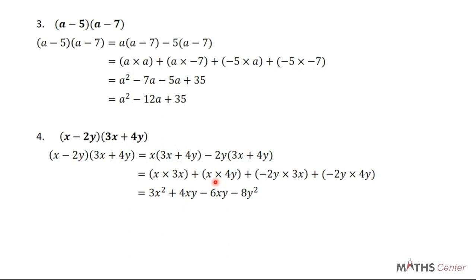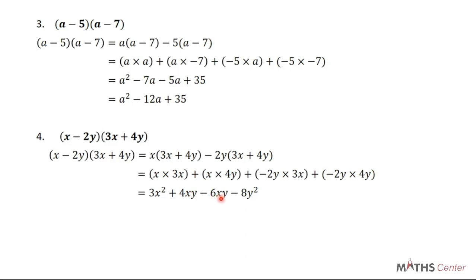Then when we come here, we have x times 4y giving us 4xy. Minus y times minus 2y times 3x is going to give us minus 6xy. Then minus 2y times 4y is going to give us minus 8y squared. So the only like terms we have here are 4xy and minus 6xy.